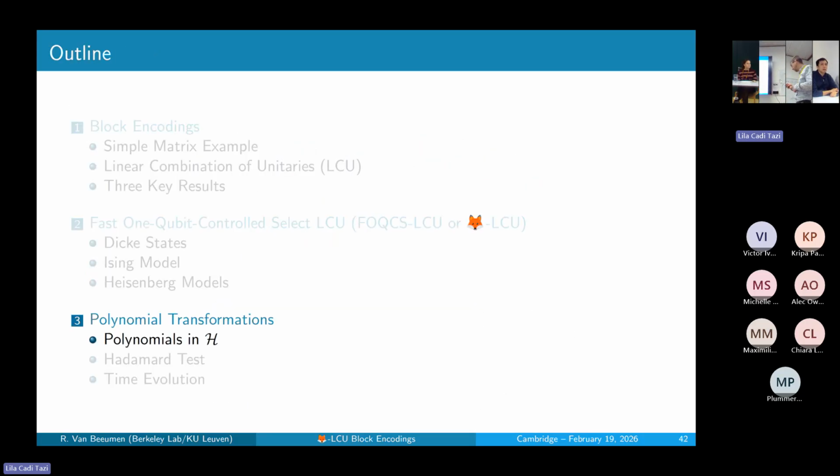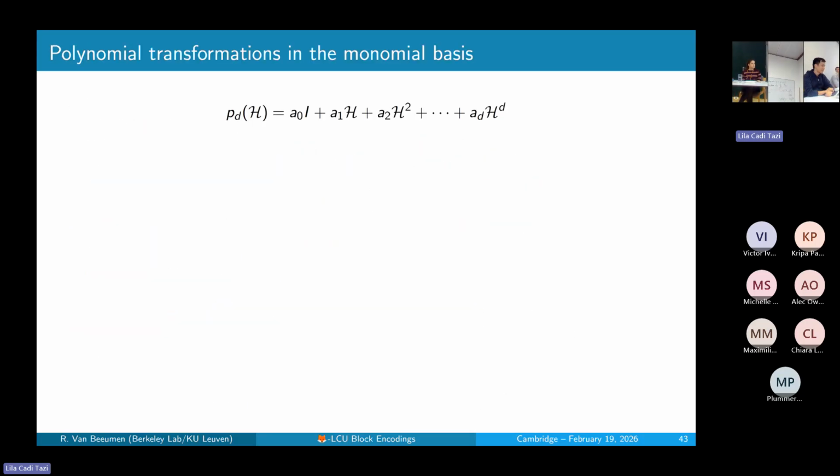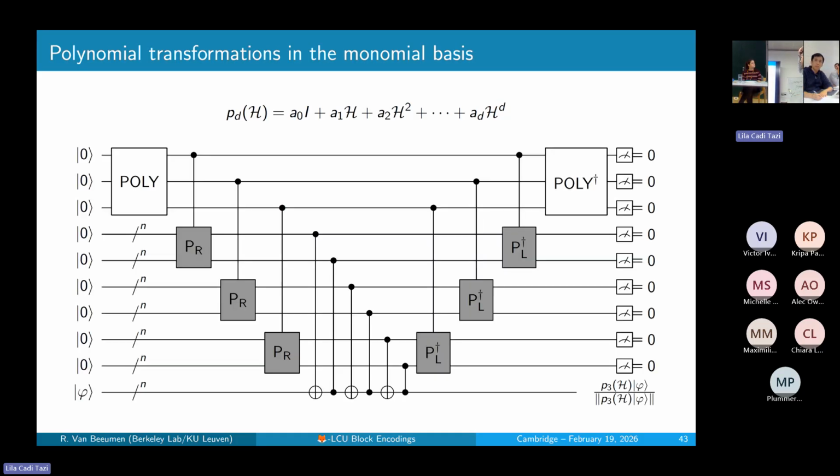Now, how we go to polynomials in H. So this is the mathematical formulation we want to do: we want to have a polynomial where we have some coefficients a0, a1, and so on, and then we have these powers I, H squared until H^d. What we do is we add an extra LCU on top of that, a poly LCU. This is for the coefficients a0, a1, and so on, where we use a unary encoding.